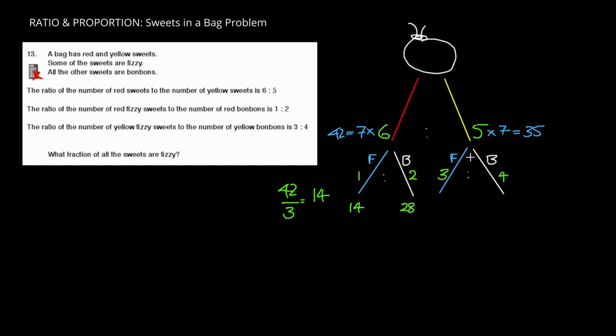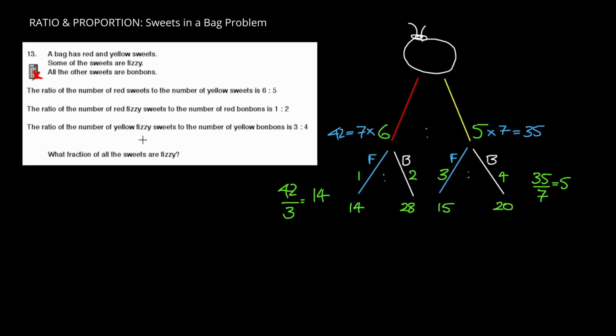Now let's look over here. We've got 35 sweets going into 7 compartments. 35 divided by 7 is equal to 5. So there are 5 sweets in each compartment. On the fizzy side, we've got 3 compartments, which means 15 sweets. And on the bonbon side, we've got 4 compartments, so this is 20 sweets.